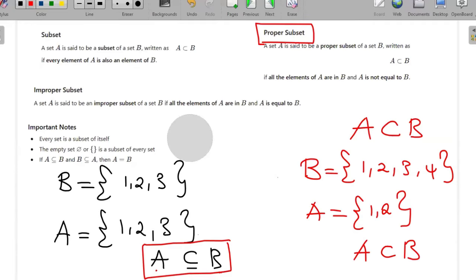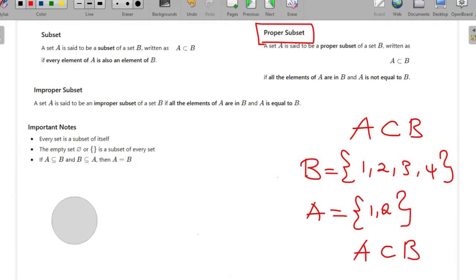Okay, and then there are two important rules that we need to take note of when we are talking about subsets. The most important rule to know is that every set is a subset of itself. Very soon we are going to be solving questions where we are asked to find the subsets. So whatever set you see is a subset of itself. And then the empty set is a subset of every set. So whatever set you have, just know that the empty set is also a subset of that set.